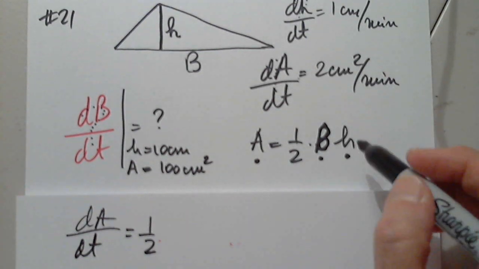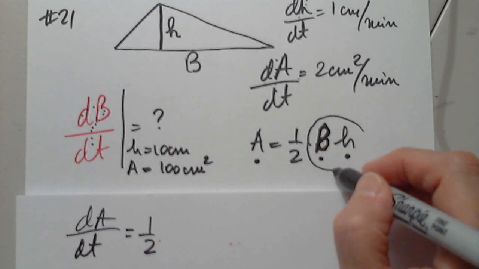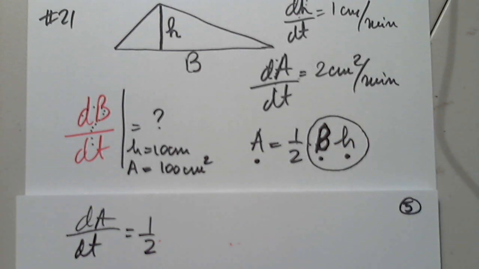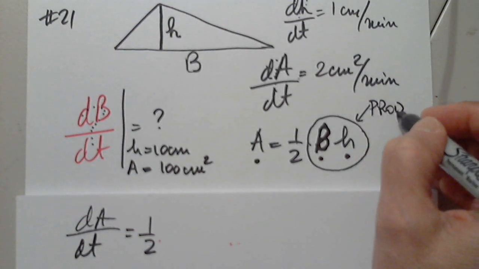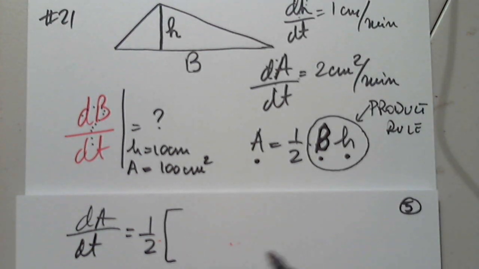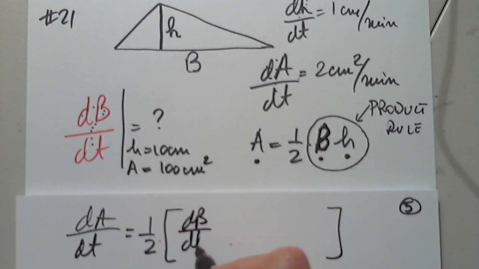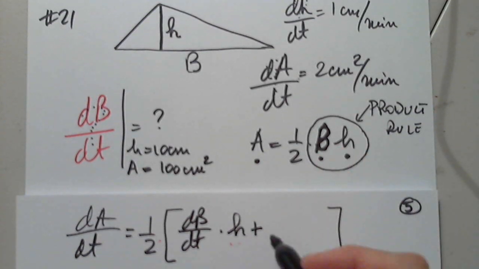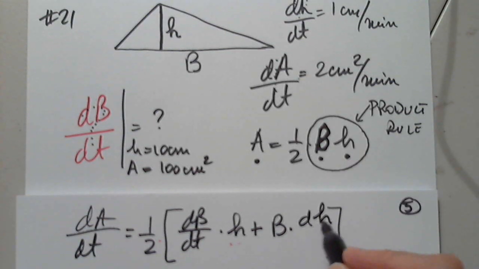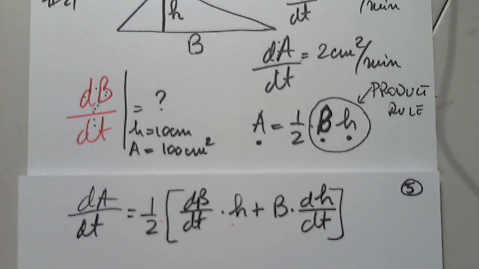1/2 is 1/2. What procedure or formula do I have to use here? Product rule, please, thank you. Perfect. We differentiate b. Well, it's dB over dt times the second function plus the first function times the second function prime. Now, see what the variable is? Only this. This is what I have to solve for.